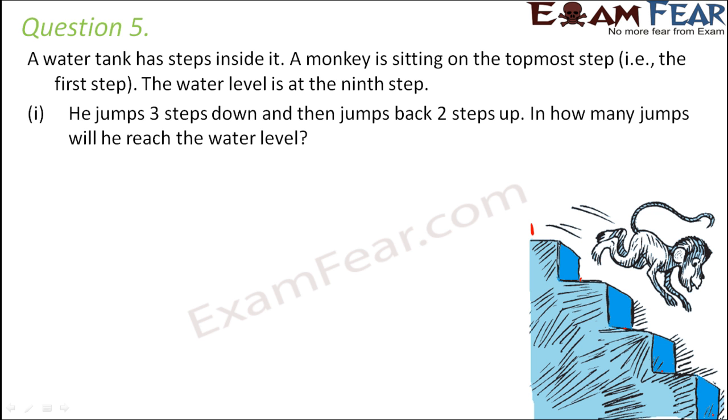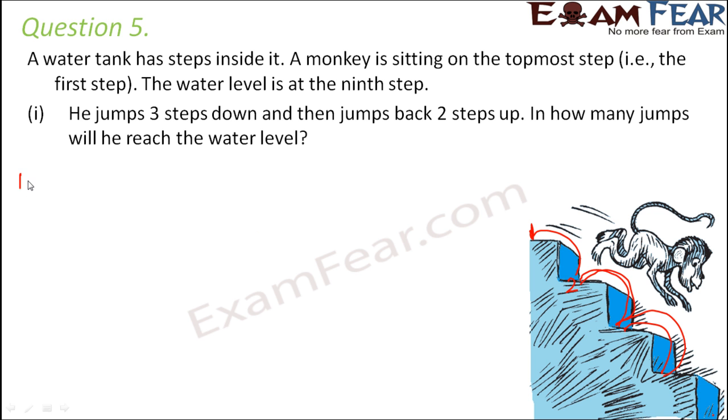Now what does the monkey do? He jumps 3 steps down and then jumps back 2 steps up. So it is something like this: 1, 2, 3, and then again it jumps back 1, 2. So basically in one complete event, he is able to reach from step 1 to step 2, because he first moves down 1, 2, 3, 4 and then again he takes 2 steps back. So finally he reaches step 2. Now the question is, in how many jumps will he reach the water level?